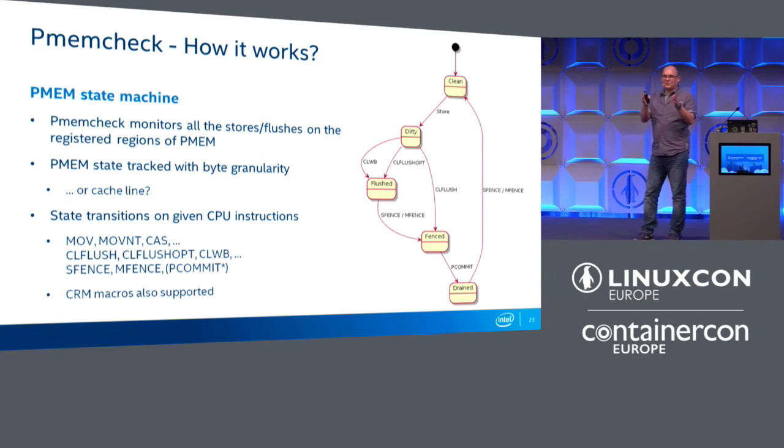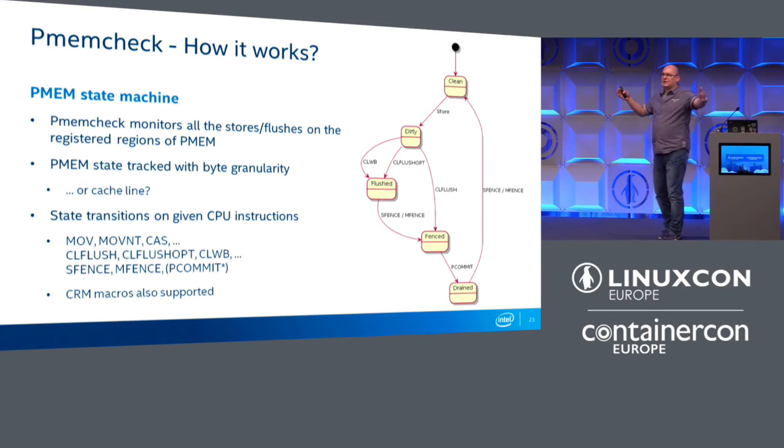But if the alignment were different, you would actually touch two cache lines with those two stores, and then you would need two flushes. So it means that you are missing just one flush, and Pmemcheck would detect that. This is why we decided to track the memory state per byte.